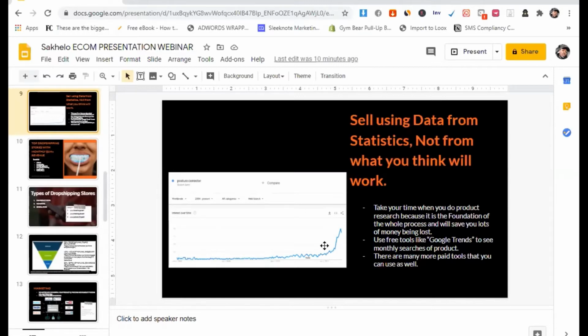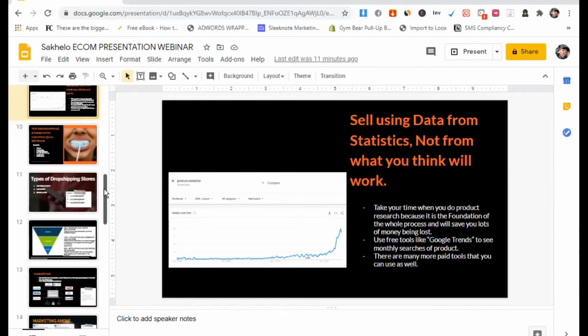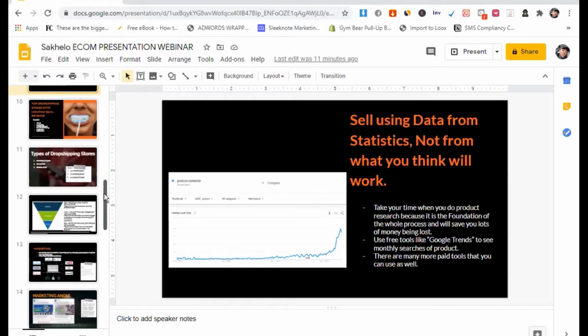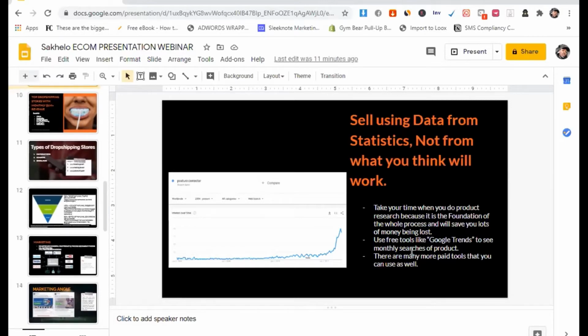And product research is very important because it's the foundation of the whole process. I'm going to repeat this. Product research is the foundation of the whole process, because your product will determine your sales, the revenue of the store. It's basically the most important thing for the store, it's actually the product, you know. So please just note that. And yeah, just take your time when you're doing product research.